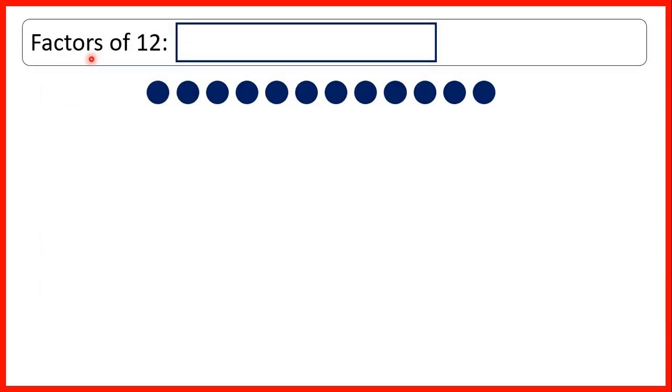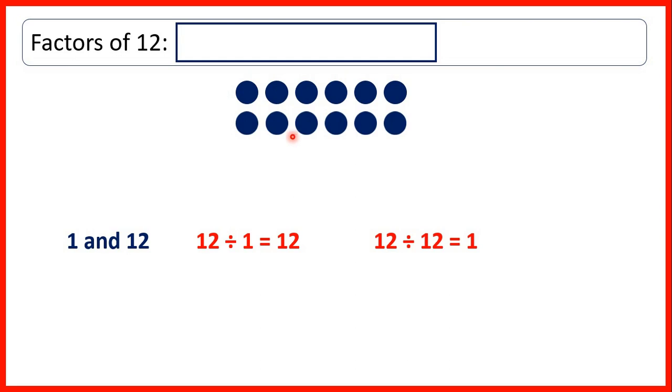So if we want to find the factors of 12, we could show 12 counters in one straight line. So 1 and 12 are factors of 12, because 12 divided by 1 is 12, and 12 divided by 12 is 1. Remember, 1 and the number itself will always be factors. But we could rearrange these 12 counters to make a different array.